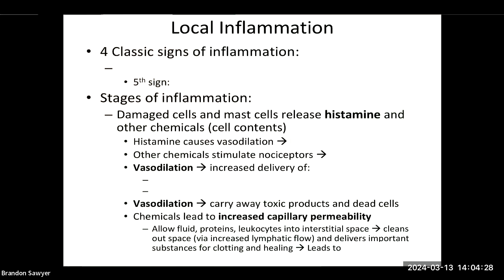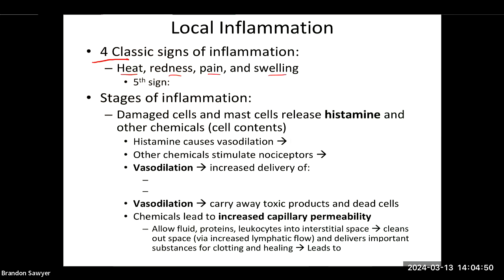Okay, so we're going to talk about the inflammatory process. As you go along in your studies, into nursing or whatever you might be heading into, you'll definitely take some classes where you talk about the 4 classic signs of inflammation. Okay, and these are heat, redness, pain, and swelling.